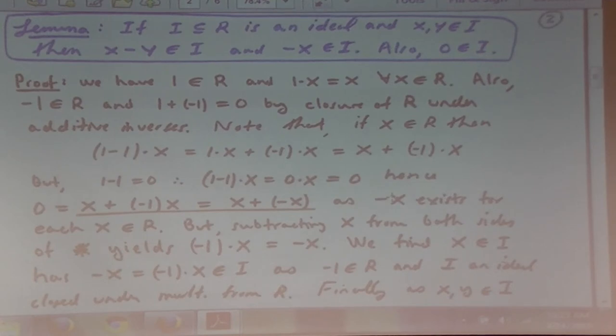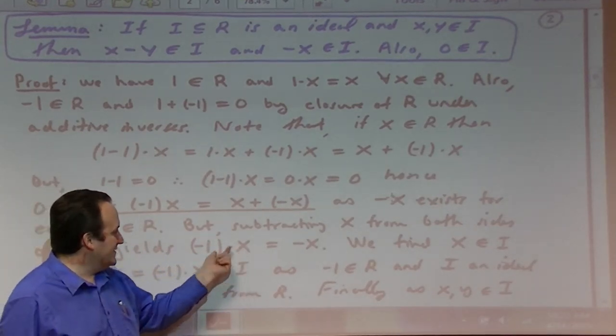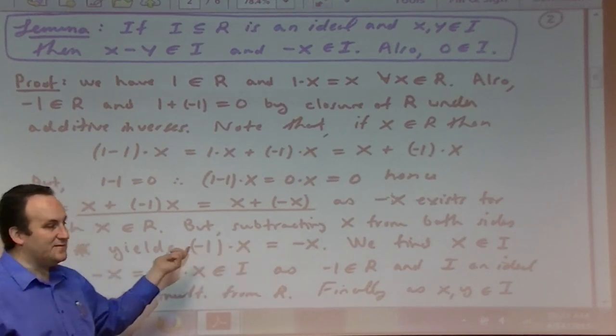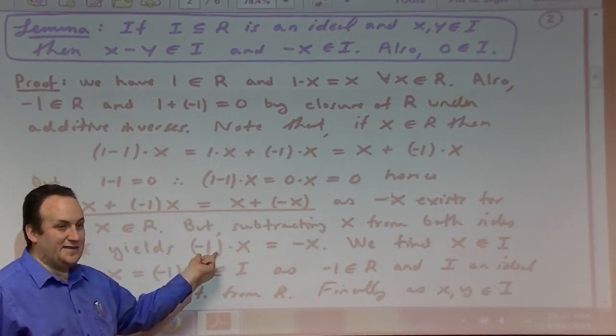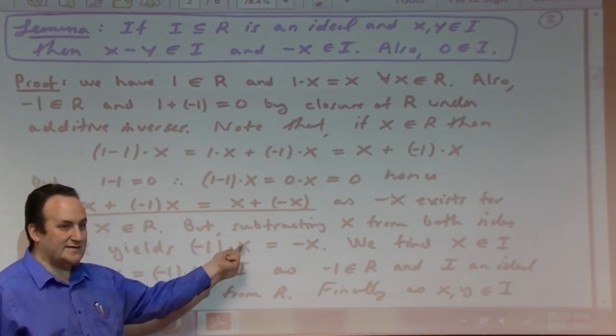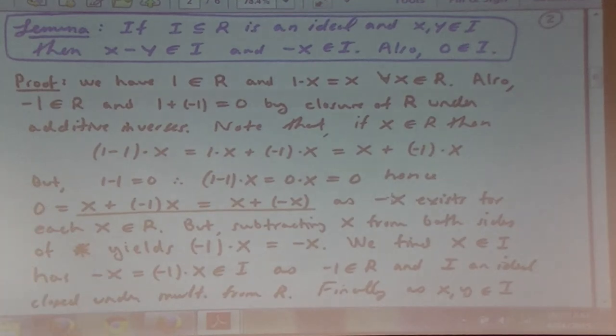That was sneaky. So anyway, once you have that, then it's kind of easy. For example, if you have minus 1 times x is equal to minus x, well, if x is in the ideal, then anything times x has to be, again, in the ideal. So minus x has to be in the ideal. So there's minus x in the ideal. Once you know minus x is in the ideal, it's easy to prove y minus x is in the ideal, because y plus minus x is, after all, a sum of things in the ideal, which is, again, in the ideal.